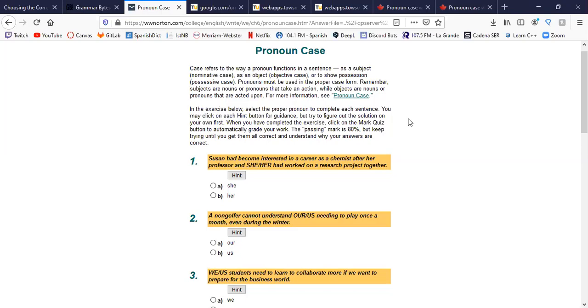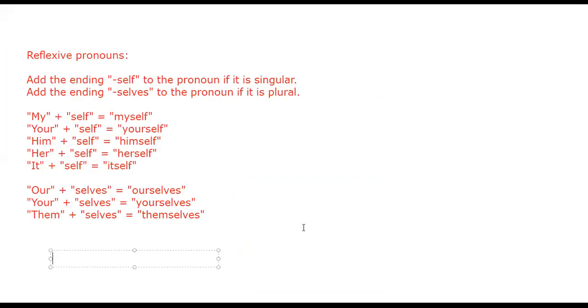Oh, but before we do that, I forgot to mention one more thing. Sorry, I'm just forgetful today. So regarding the singular they, if you want to use it as a reflexive, let me fix this.